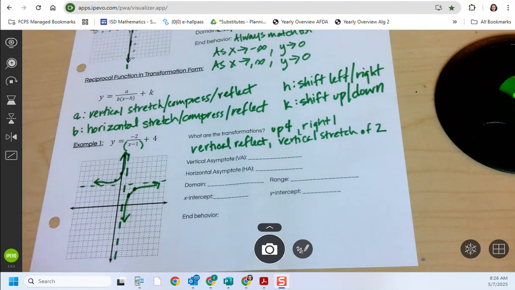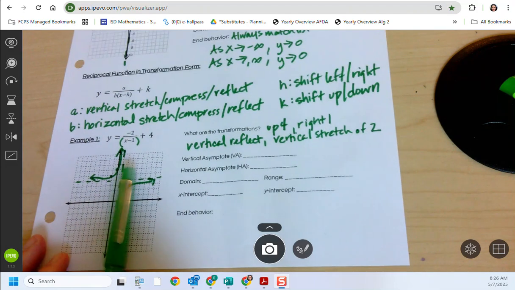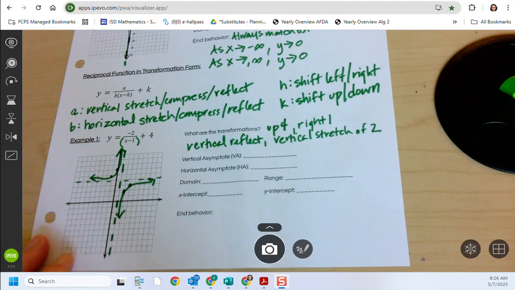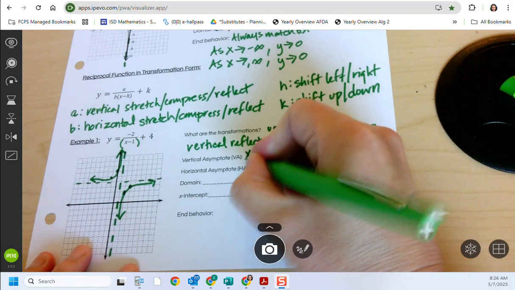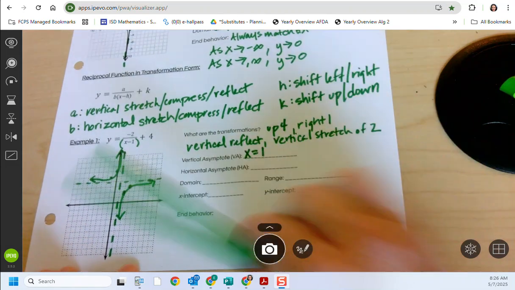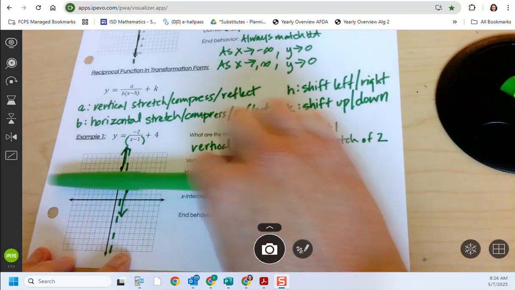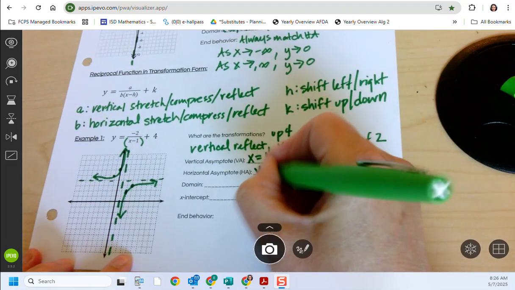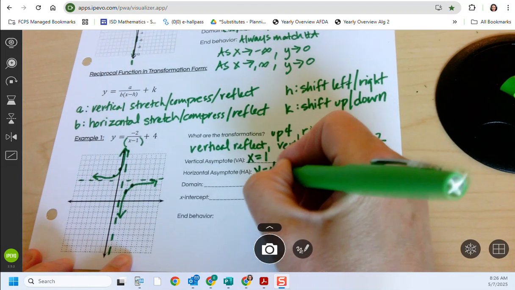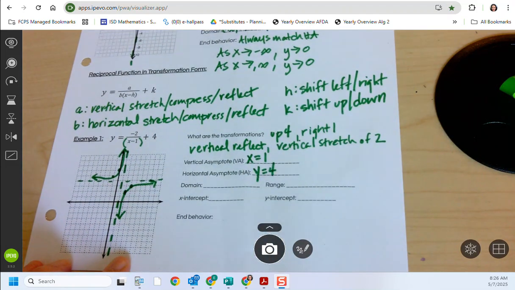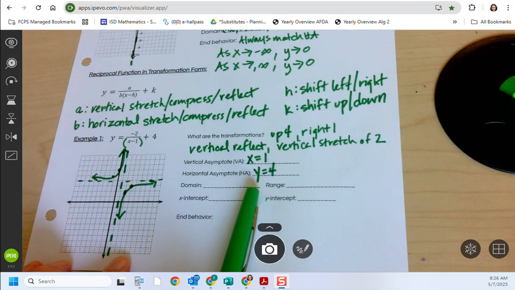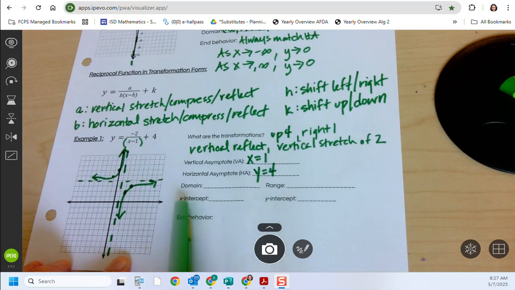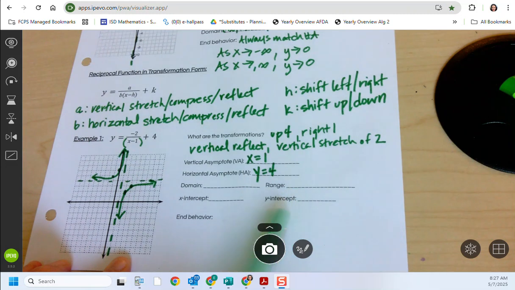Okay. All right, so your vertical asymptote is right here at x equals 1. Your horizontal is right here at y equals 4. And we got those from the transformations. Vertical is always going to be x equals, horizontal is always going to be y equals. Your domain and range will have 2 pieces. I'm going to do the domain with you, and then I'm going to ask you to try the range.